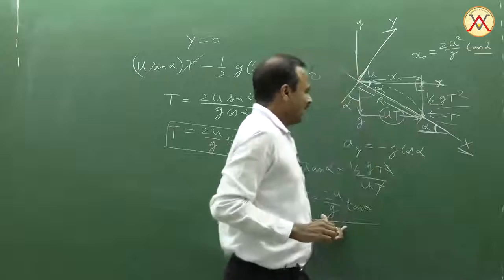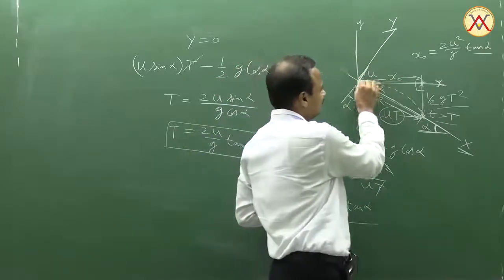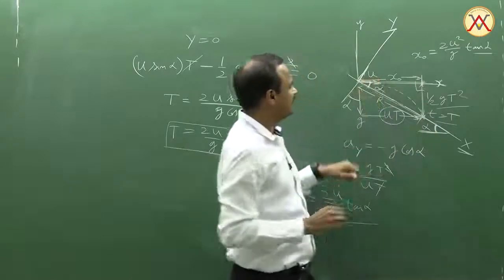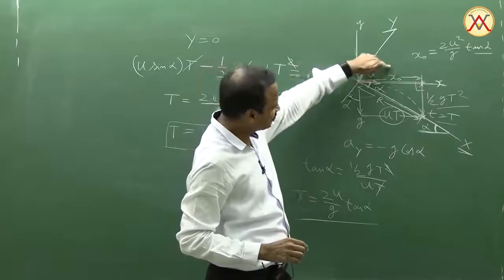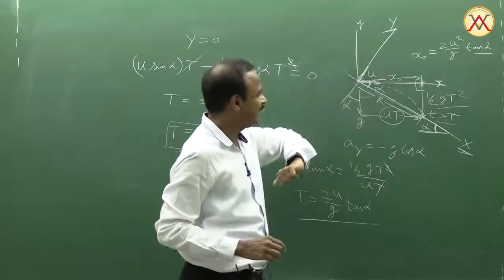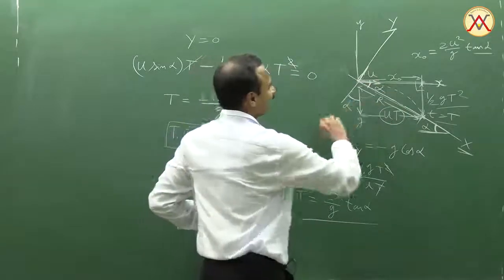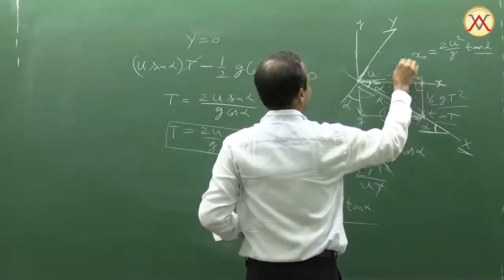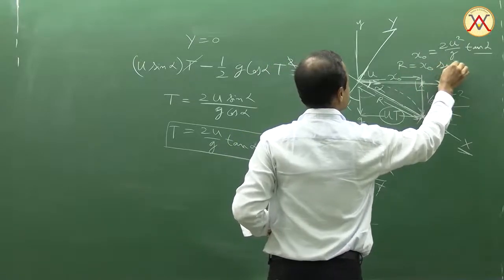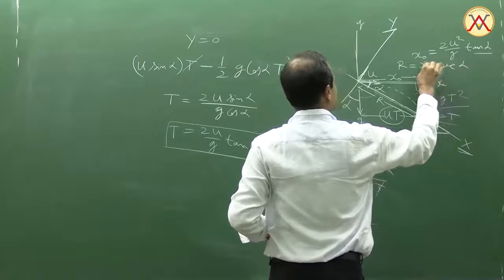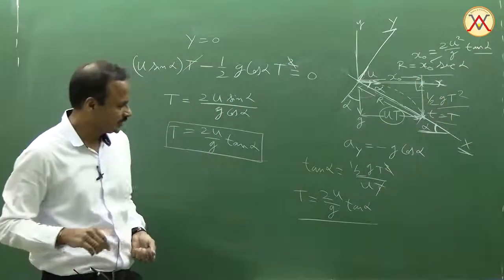And I can get R using this right angle triangle. I can write R as x naught sec alpha, isn't it? x naught is the base, this is the hypotenuse. So I can write R as x naught sec alpha. By putting the value of x naught here, I can get the expression for range.